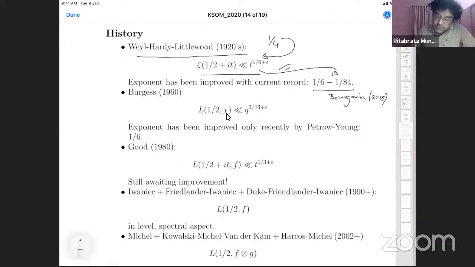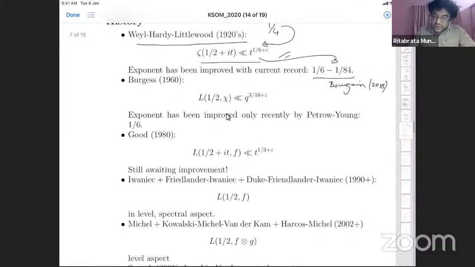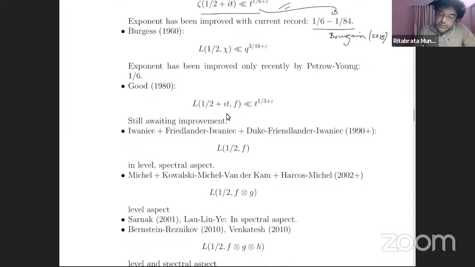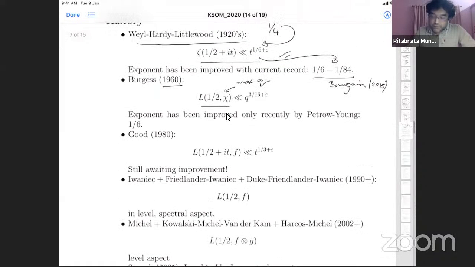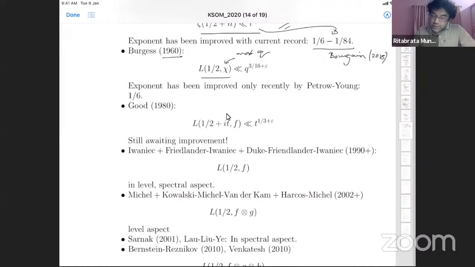I'm just mentioning some landmark results in subconvexity. I'm not going to tell you all the results; that's not possible. Next I mention Burgess, from 1960. Burgess looks at the Dirichlet L-function, where chi is a primitive Dirichlet character modulo q. Again, q to the power 1/4 is the trivial bound, and Burgess proved that it's bounded by q to the power 3/16. He used the Riemann hypothesis for curves over finite fields.